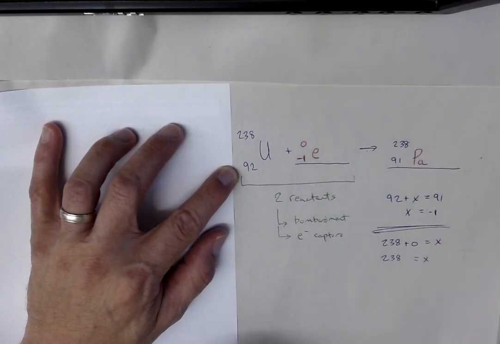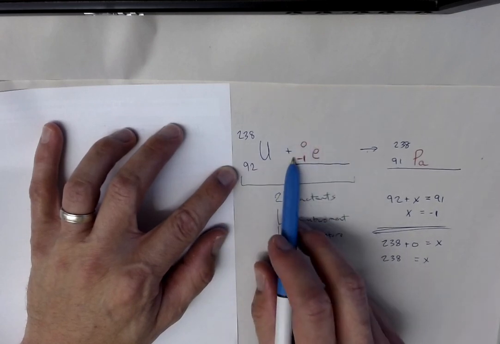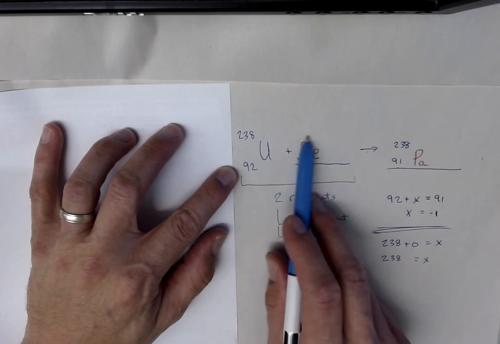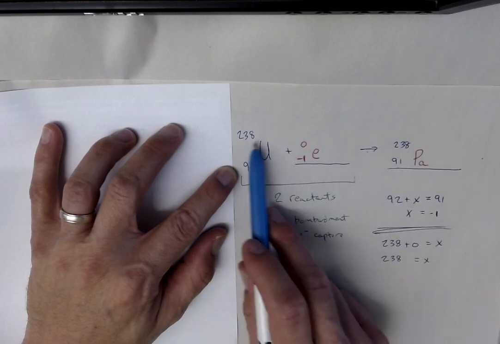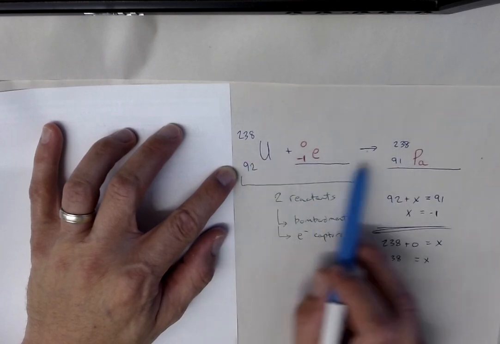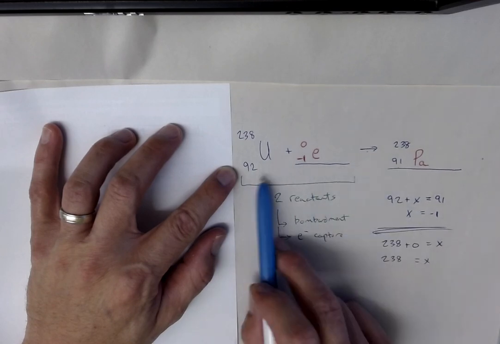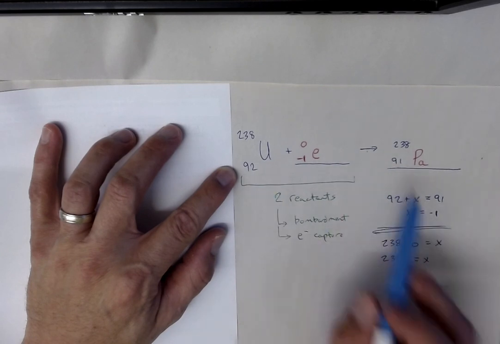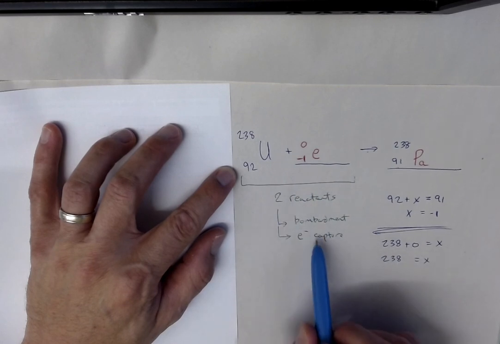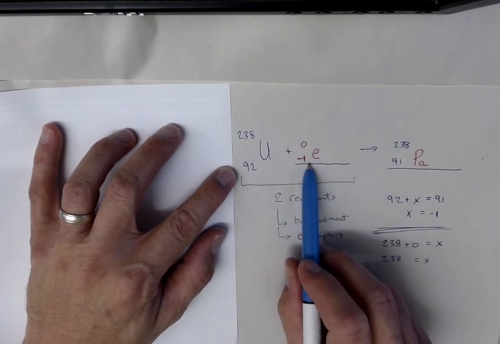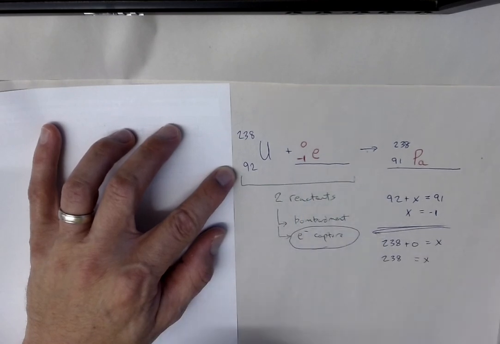238. Okay. So uranium has something going on with an electron, and what's produced is protactinium, which has the same mass number, but the atomic number is one smaller, which means it has one less proton. So there's a couple things I want to talk about here. One, we'd said that this is either a bombardment or electron capture. It turns out because there's an electron on the reactant side, this is electron capture.